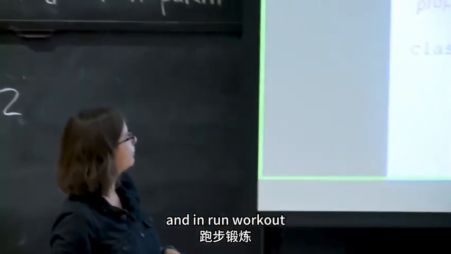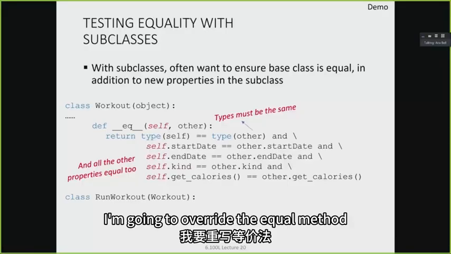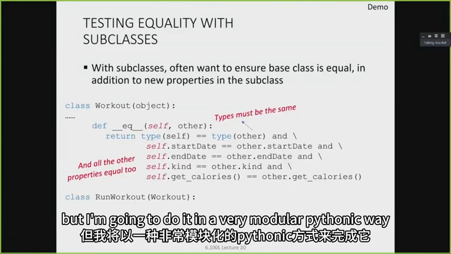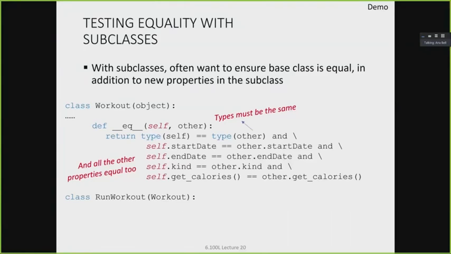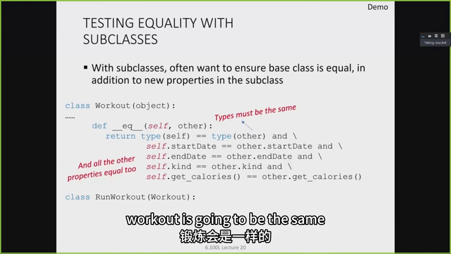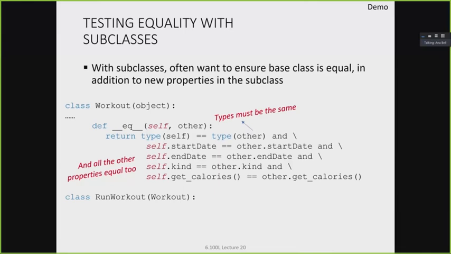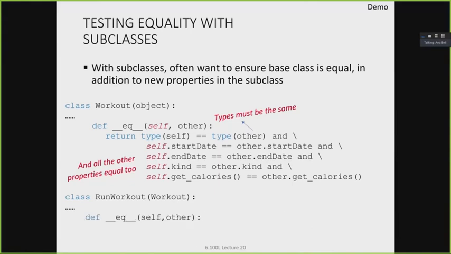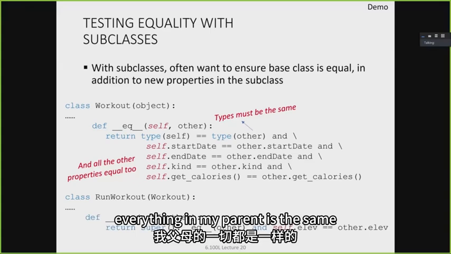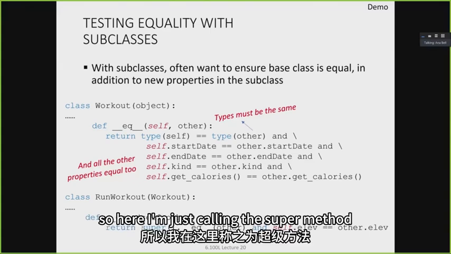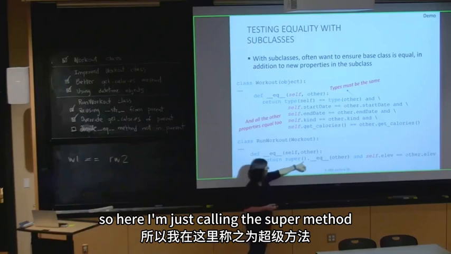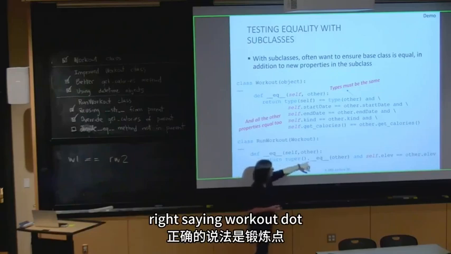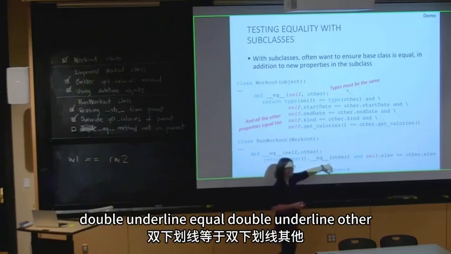And in RunWorkout, I'm going to override the equal method, but I'm going to do it in a very modular, Pythonic way. I'm going to say that a run workout is going to be the same as another workout if everything in my parent is the same. So here, I'm just calling the super method, saying Workout.__eq__(other).